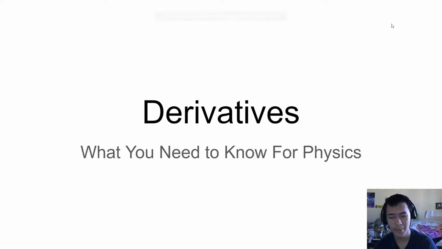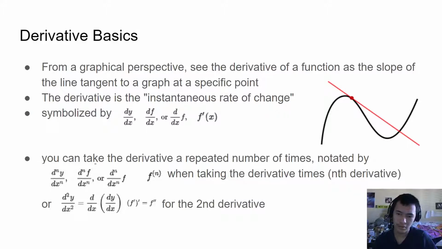Today, we'll be talking about what you need to know about derivatives for our class in physics, and how much calculus you need to know when going into this class. So, a derivative from the graphical perspective, you should see it as the slope of the tangent line to a graph at a specific point.